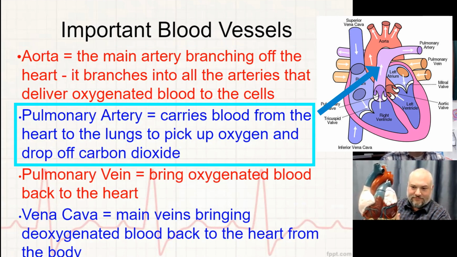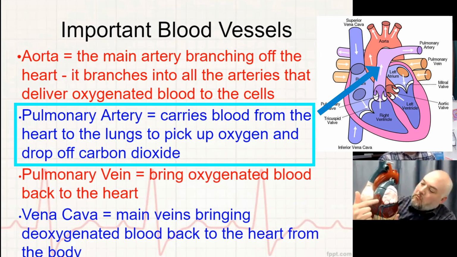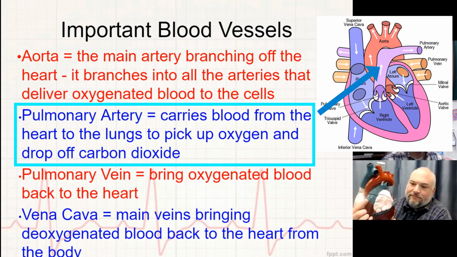So this is where all that blood that we're pumping out to the rest of your body is going through the aorta. On the flip side, we have the pulmonary artery. Again, pulmonary has to do with the lungs. So this is the artery that's carrying blood from your heart to the lungs to pick up oxygen and get rid of the CO2. Again, this one's in blue, even though it's an artery, because it's going away from your heart to your lungs, but it's carrying that deoxygenated blood.